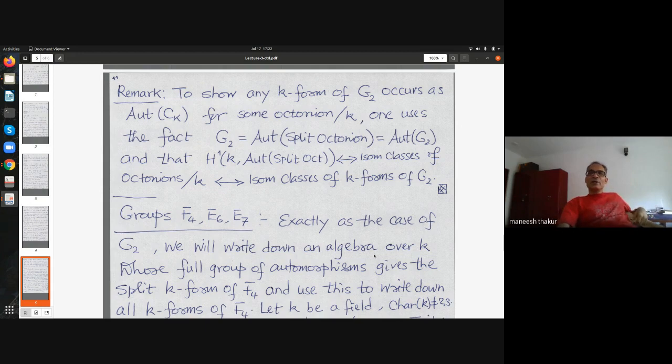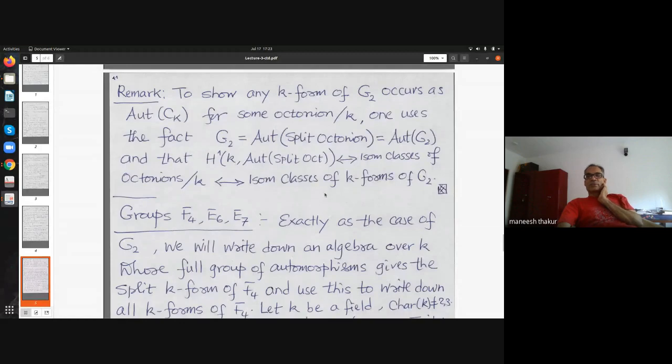To do that, you look at this fact. G2 is the group of automorphisms of the split octonion, and that again I will write as equal here, but there is a nice isomorphism, I guess. That is the same as the automorphism of the group G2 itself. And then we have this correspondence: H1 of the automorphisms of the split octonion with isomorphism classes of octonions over K, which is also isomorphism classes of K-forms of G2. Now, suppose I want to prove that any K-form of G2 is the automorphism group of some octonion.